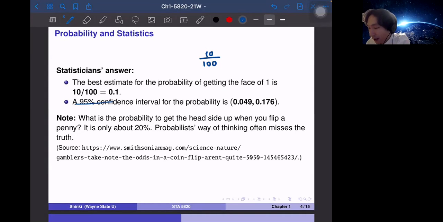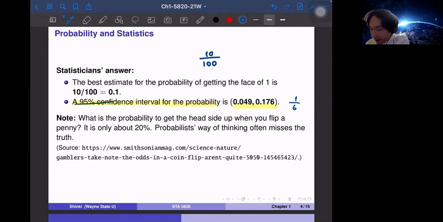Statisticians sometimes make a confidence interval for the probability, that is 0.049 to 0.176. So even if you assume the probability of getting the face of 1 is 1/6, that isn't very unrealistic. It's certainly plausible. This is the difference between probabilists and statisticians. Statisticians always estimate some numbers based on the data.